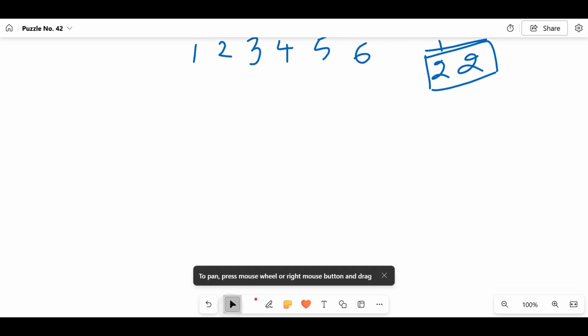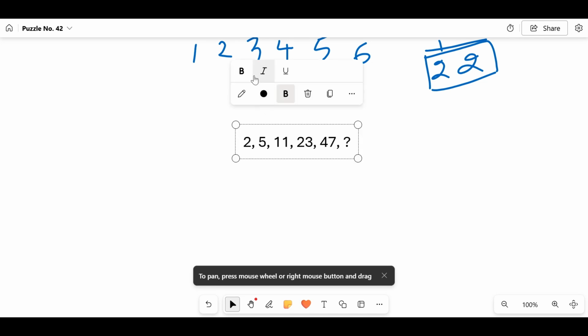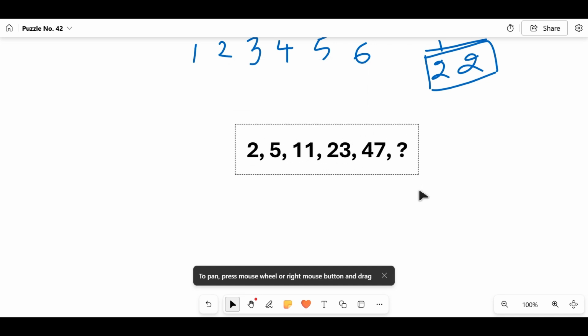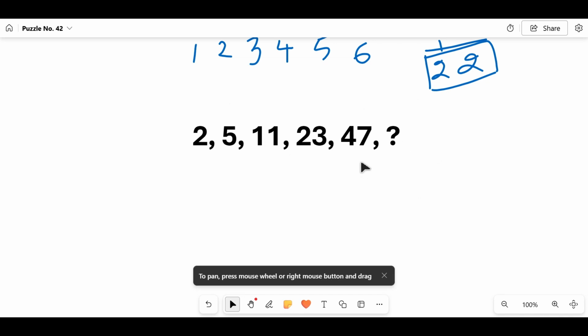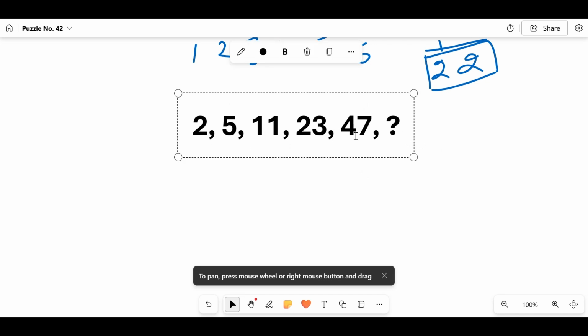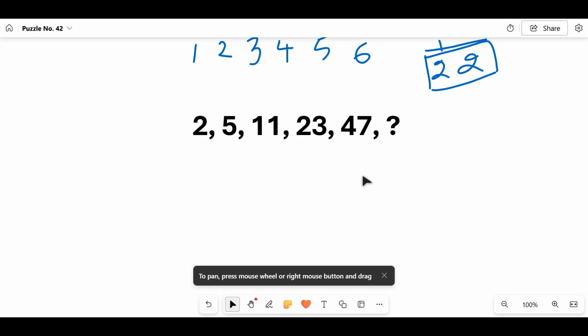The puzzle is, this is the puzzle. As you can see, the puzzle is 2, 5, 11, 23, 47 and there is a question mark.